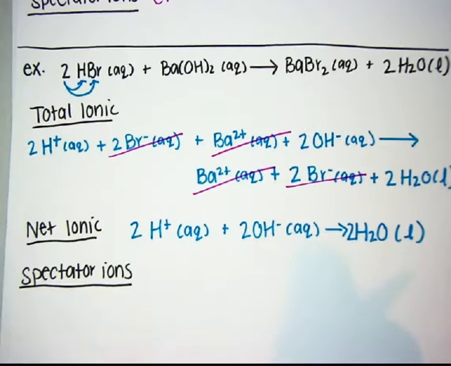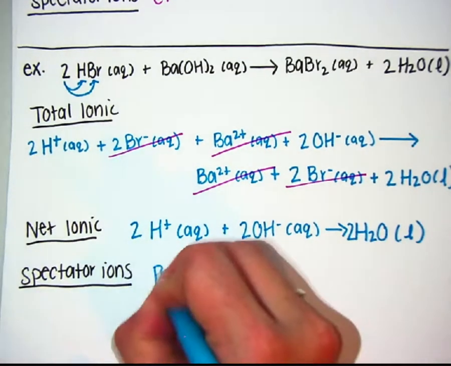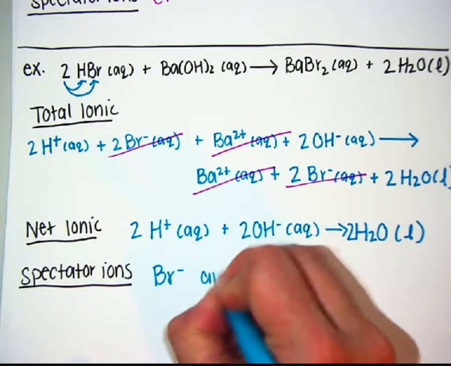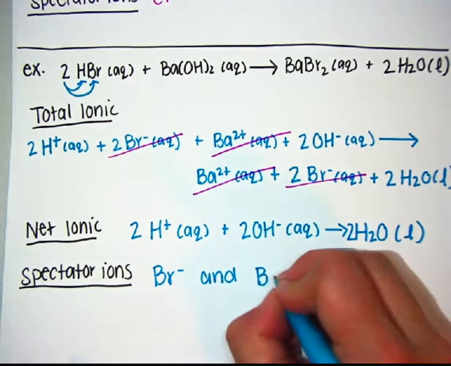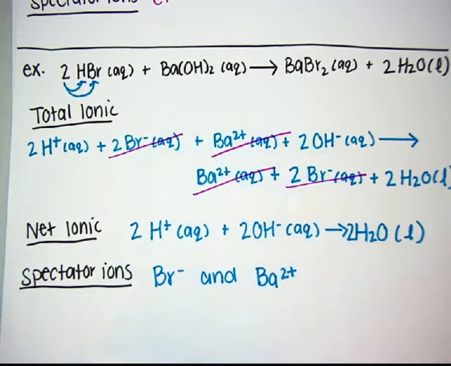Spectator ions are whatever we canceled out. I canceled out bromide ions and barium 2+ ions. So those would be my spectator ions.